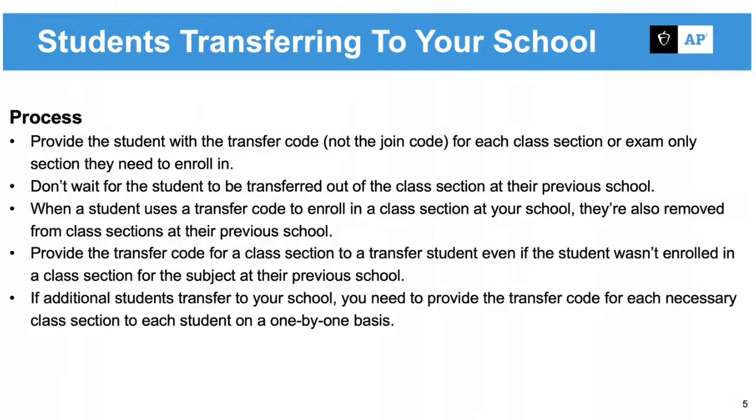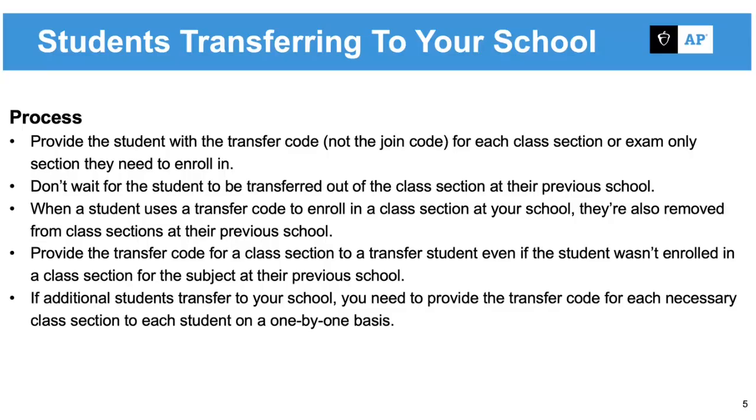Now let's talk about the steps to take when we have a student transferring to our school. Our first step will be to provide the student with the transfer code, not the join code, for each class section or exam-only section that they need to enroll in. We do not have to wait for a student to be transferred out of the section at their previous school. Our goal is to get them the transfer code as soon as possible so that they can access AP classroom materials and to indicate their exam decision.